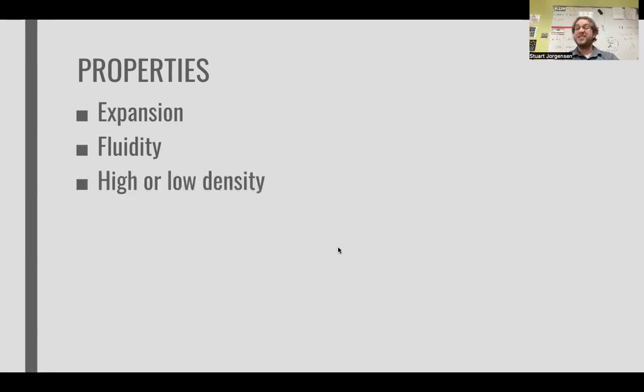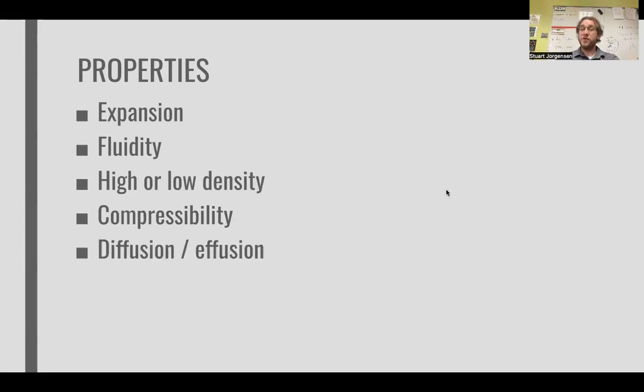When we start thinking about density, a substance could have high or low density, just referring to how closely packed those different particles are. And we can start to think about whether or not it can be compressed, which ties into density a little bit. Compressibility: can we squeeze that material and actually make it a smaller space than it was before?